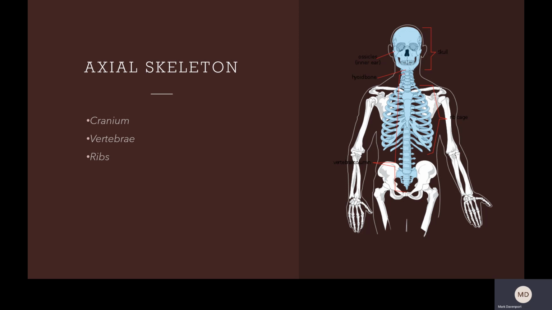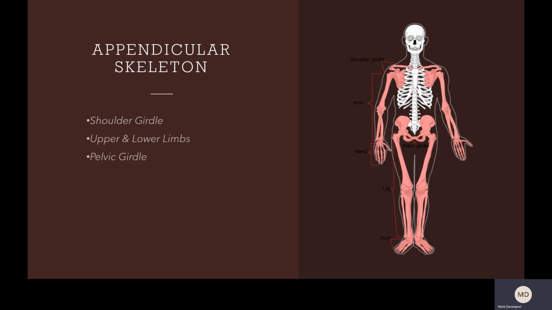And then the appendicular, looking at the red colors there, is everything else. So you've got your shoulder girdle, which includes your clavicle and your shoulder blade. You have got your arms, so your upper limbs, and you've also got your pelvic girdle around here, like your hips, and then you've also got your lower limbs. So everything else.